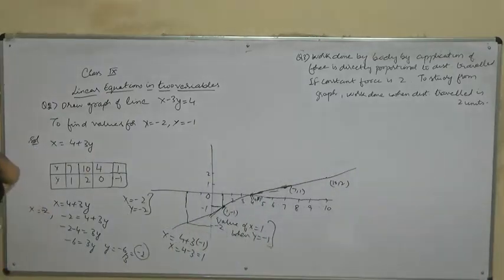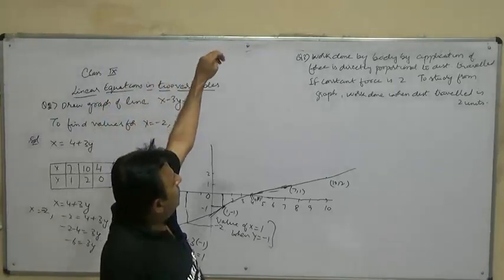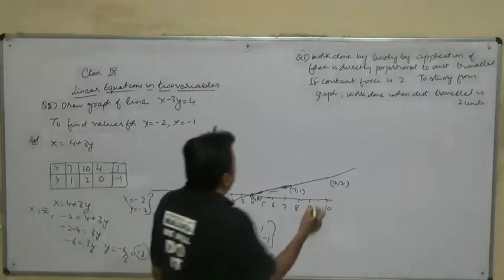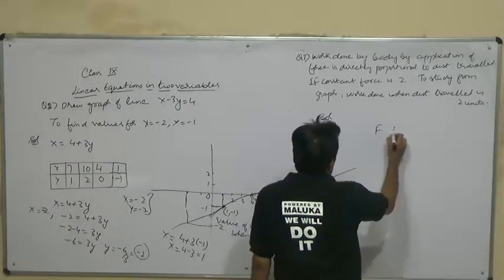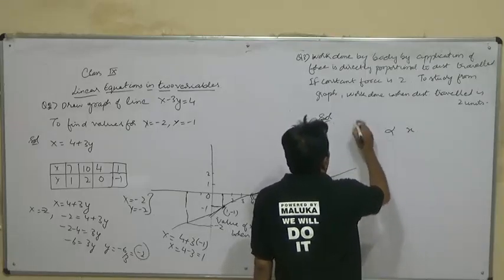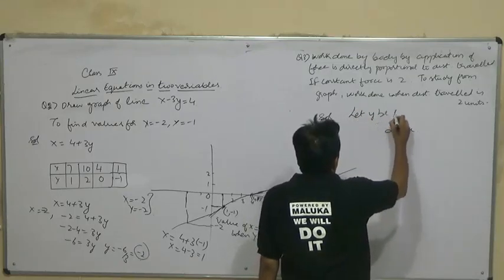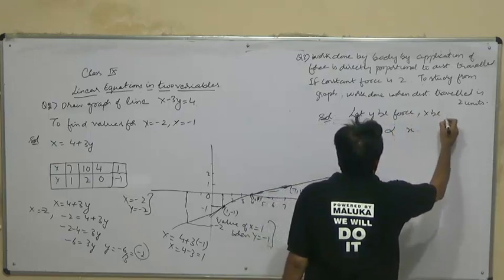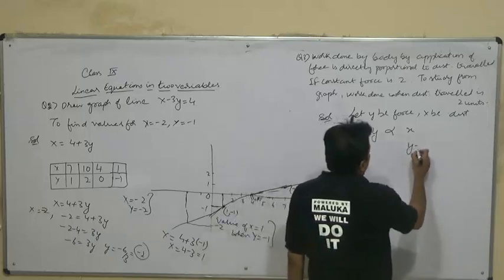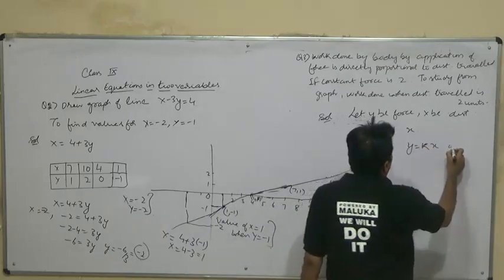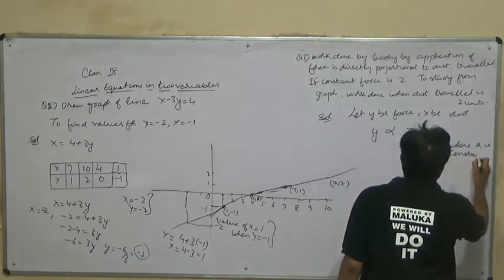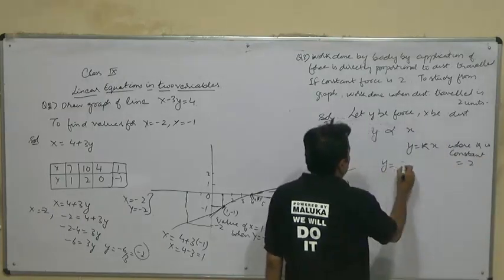As we know, work is done by the body by application of force. So force is directly proportional to the distance. Let y be the force and x be the distance. So y is proportional to x, so y is equal to kx, where k is the constant force, which is equal to 2. So y is equal to 2x.